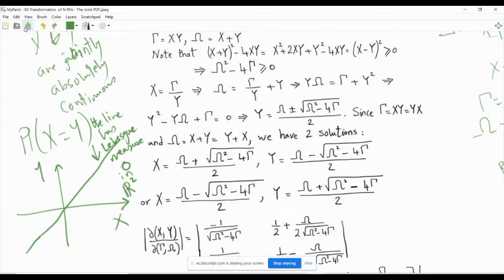And I think in OneNote, we did show that the Lebesgue measure of a line in R2 is equal to 0. Basically, if your event in the two-dimensional plane is a set with Lebesgue measure 0, the probability will be 0. This is a famous fact. Two absolutely continuous random variables, what is the probability that they are exactly equal? 0. Okay, so this is another point.